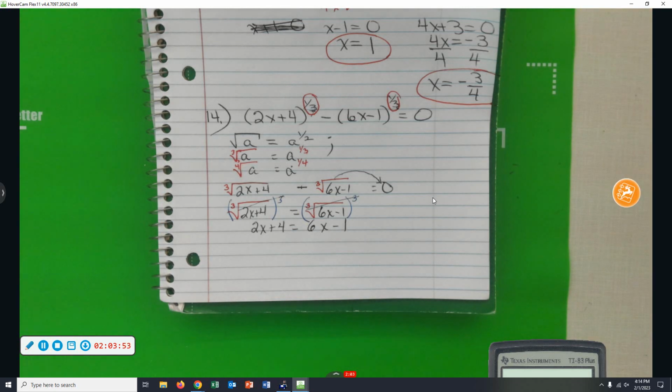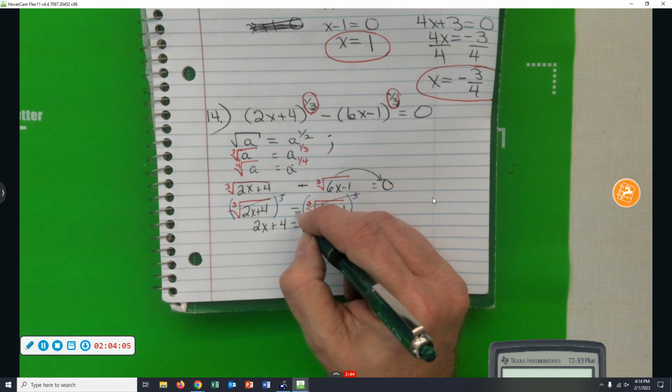I was thinking of reverse PEMDAS. Reverse FOIL, I mean. I would put all the x's on the left side. You're going to get the variable on the left side, that's what I would do. Okay. We're just going to isolate.